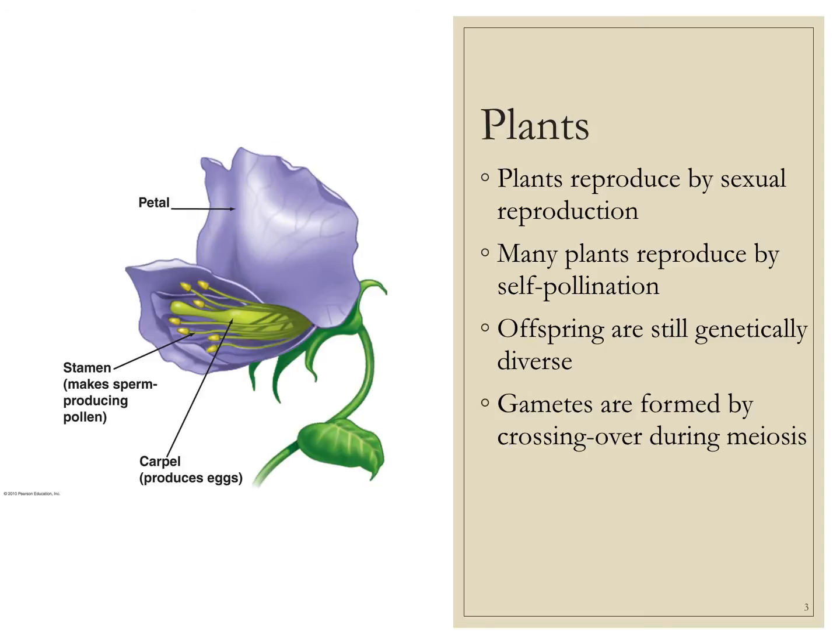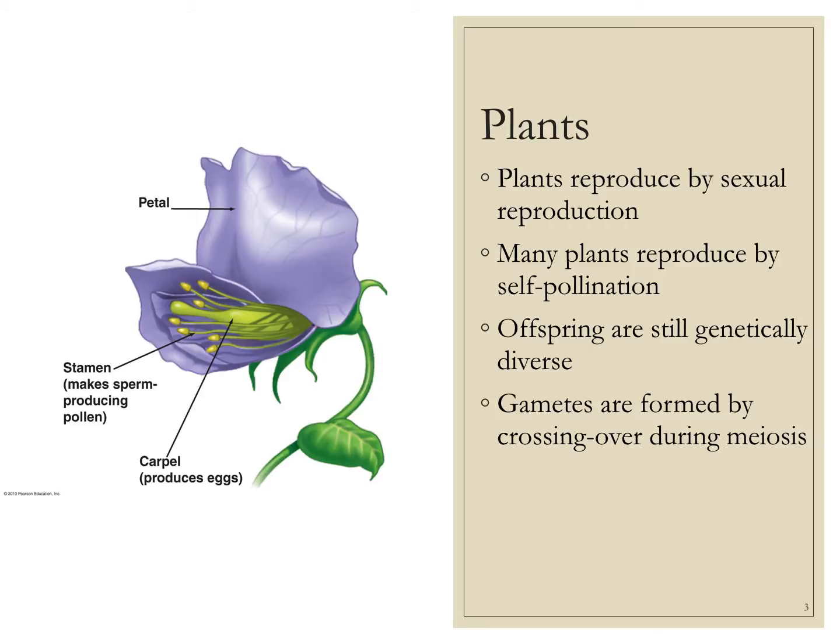First, let's take a look at plants. Plants reproduce through sexual reproduction, which means that they make sperm and eggs. You can see that picture of the flower on the left there. The stamen is what makes sperm, which is the pollen, and then the carpel produces the eggs.